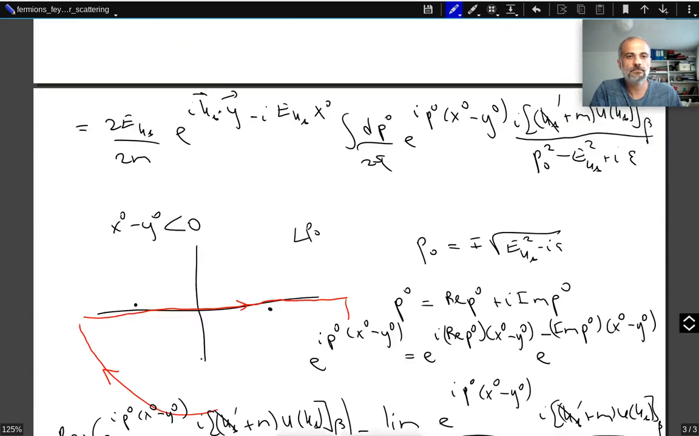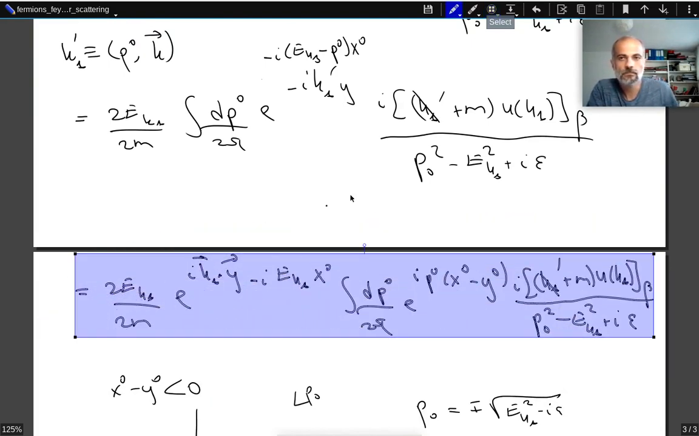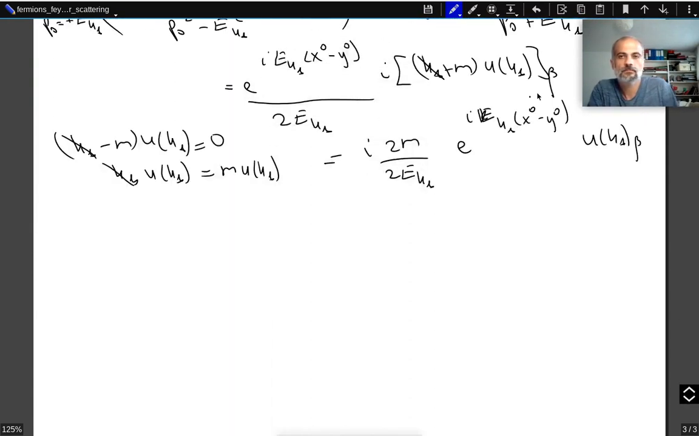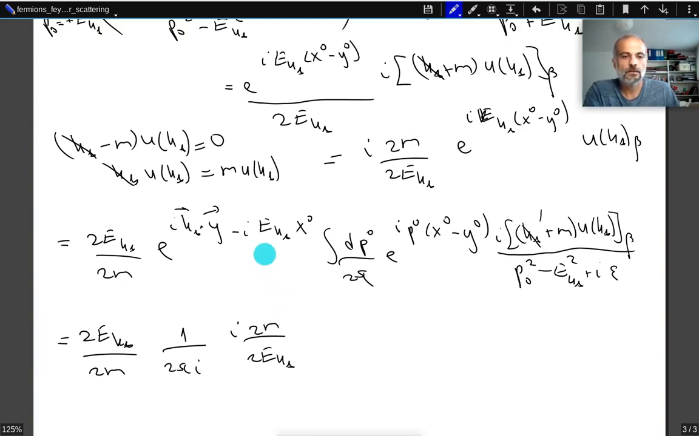Now we can put everything together. So you see, this is what we were trying to evaluate. Let me write some of these factors. From the residue theorem, we have a 1 over 2 pi I, and there is an I 2m over 2ek1. There is e to the power I ek1 x0, but that cancels this one. And then I have e to the power minus I ek1 y0. But that just gives me e to the power minus I k y.